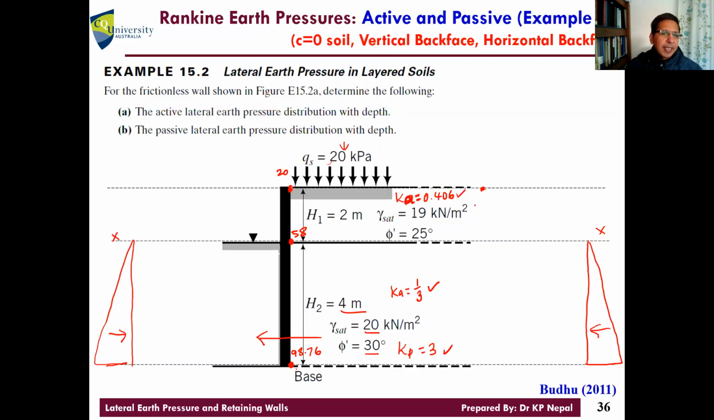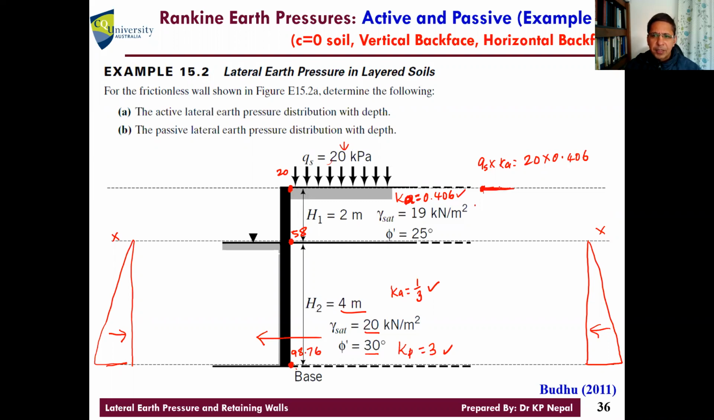This is QS, there is a QS at the top, right? Yeah, so now can I do this now? Q, how much is it? So QS times KA, QS times KA, how much is it? 20 times 0.406, right? So that's what it is at the top.